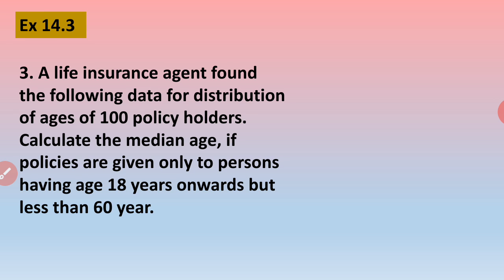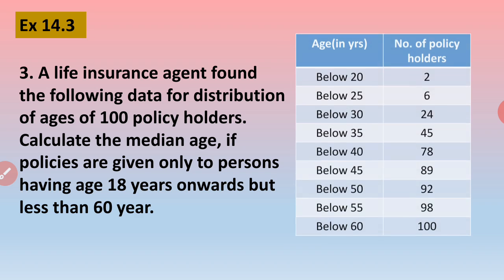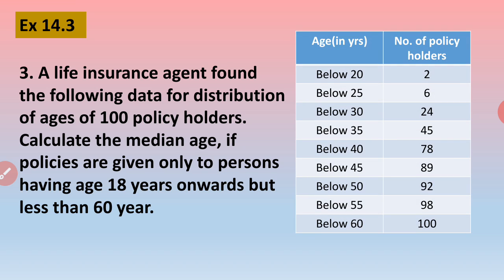Here the life insurance agent found the following data for distribution of ages of 100 policy holders. Now the data is given as below 20, below 25 and so on. Calculate the median age if policies are given only to persons having age 18 years onwards but less than 60 years. So that is the range of the ages.